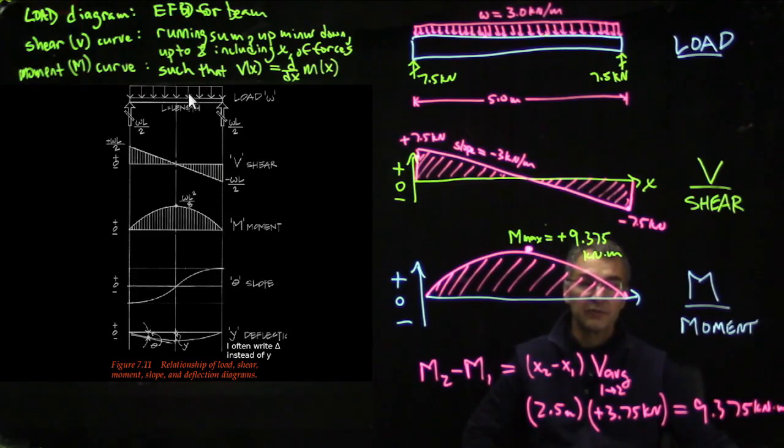So to go from the load to the shear, assuming it is a distributed load, you're basically integrating, although it's negative the integral in that case. To go from shear to moment, you're integrating. And then it turns out you can integrate one more time and you get this thing called the angle. It's like the slope of the beam.